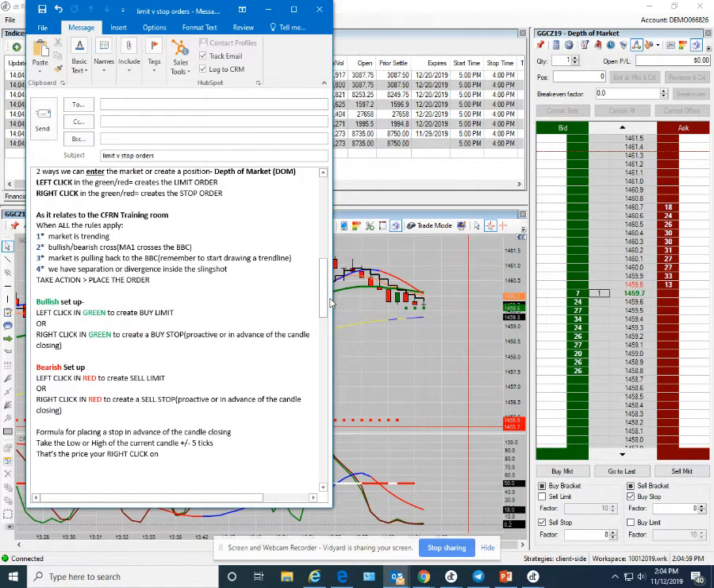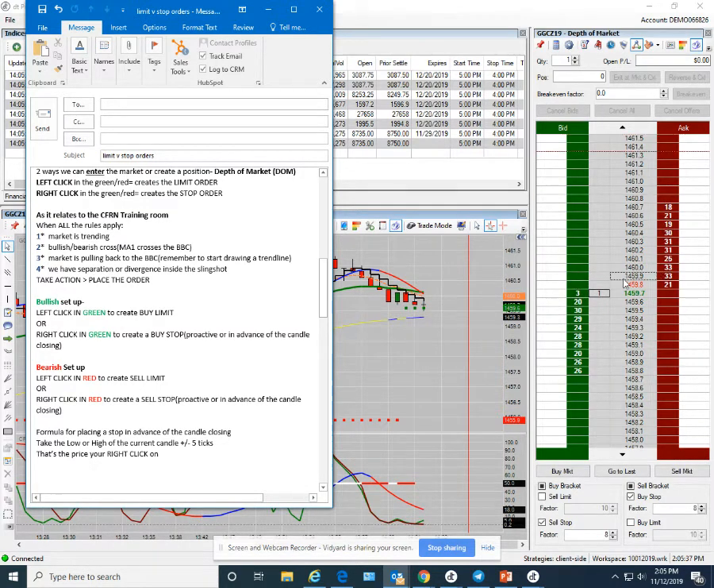How do we enter limits and stops on the DOM? This tower here is called the depth of market, or a DOM. This is where we do most of our buying and selling. The green area here is where we do any type of buying. The red area here is where we do all the types of selling. So if we think the market's going to go down, we're going to left or right click in the red. If we think the market is going to go up, we're going to left or right click in the green.